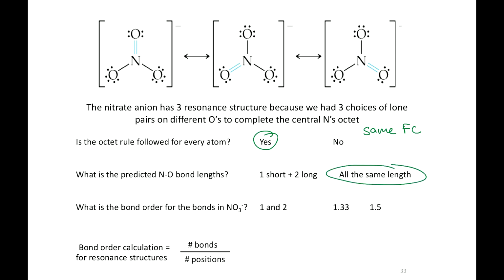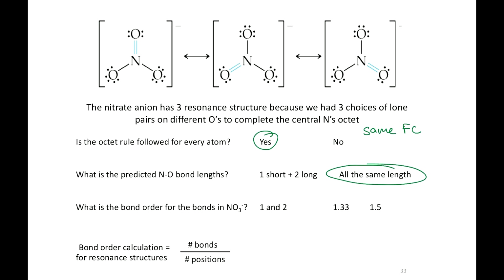We're going to find 3 NO bonds that are all the same length, because that double bond is smeared across the entire molecule, right? So let's predict what is the bond order for the bonds in nitrate. Are we going to find bonds that are bond order 1 and 2? No, we need to find a combined bond order for the idea of resonance, that double bond is smeared across the entire molecule. So let's calculate what is the bond order here.